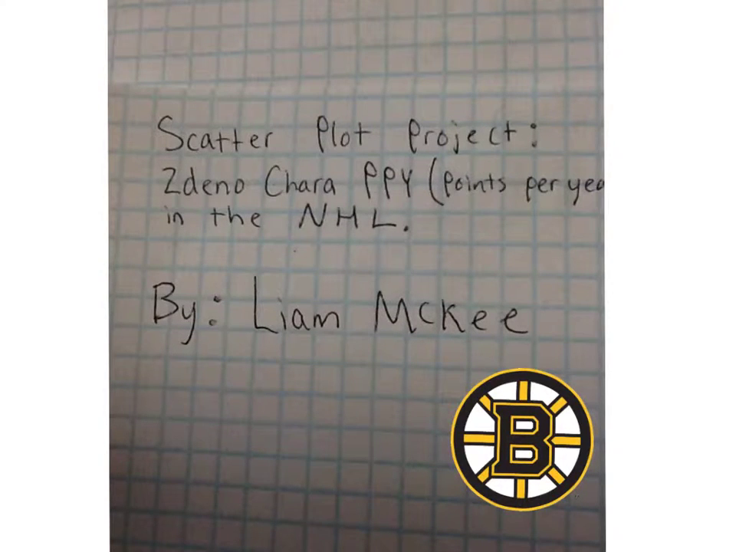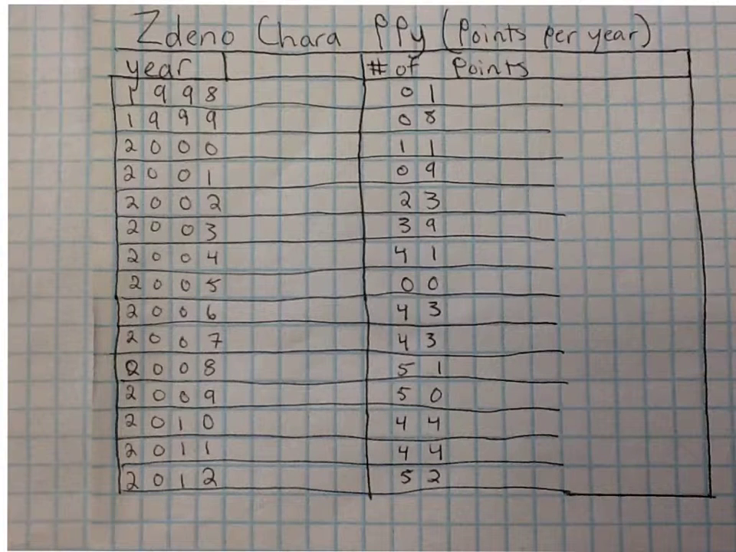Hi, I'm McKee, and I did my scatter plot project on the points per year for Zdeno Chara in the National Hockey League, and as you can see, he plays for the Boston Bruins. So basically, the points per year is how many goals and assists you get each year, and as you can see, it goes up kind of from 1998 all the way to 2012. The points kind of go up a little bit, so it's gradually increasing.